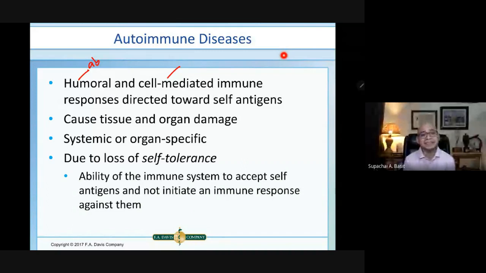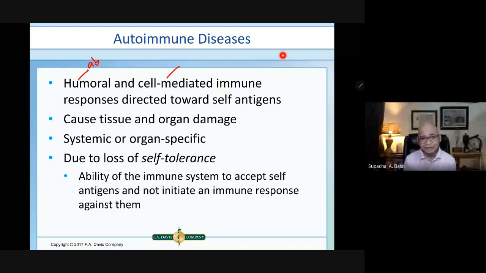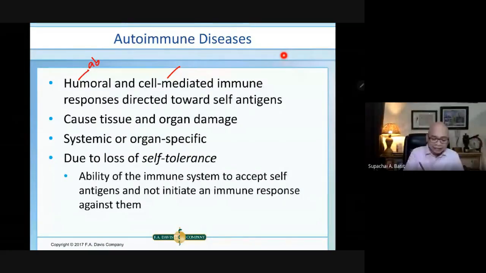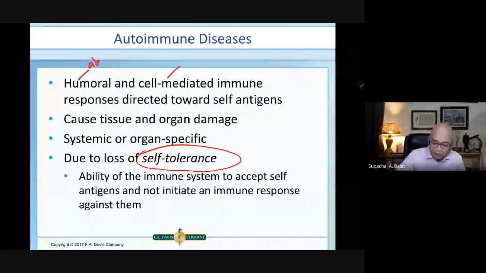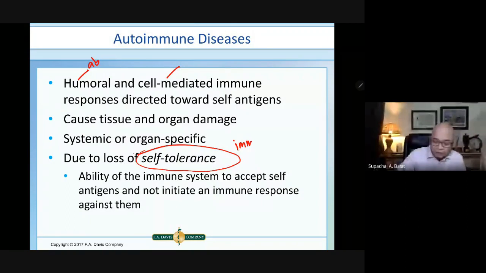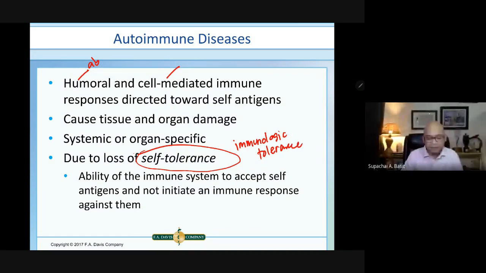Now, there are different reasons why we have autoimmune disease, and one of the reasons is the loss of self-tolerance. When you say self-tolerance, we are referring to loss of immunologic tolerance. So what do you mean by tolerance? It is the ability of the immune system to accept self-antigen and not initiate an immune response against them. We will be talking about it one by one.